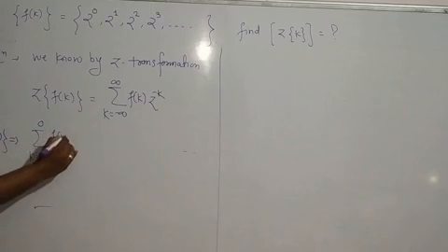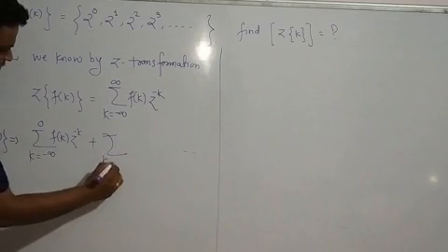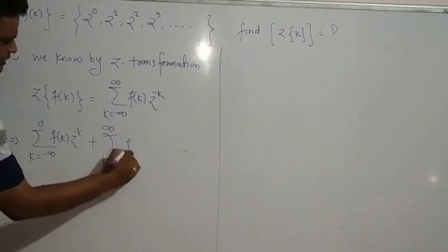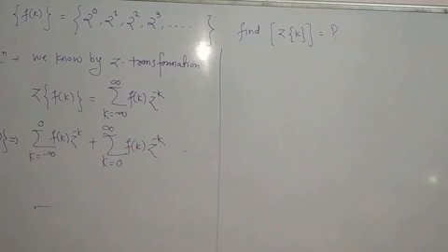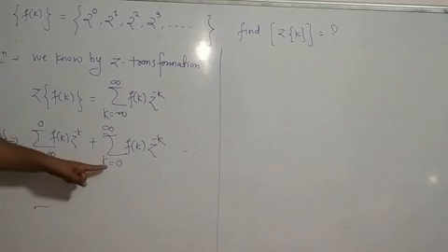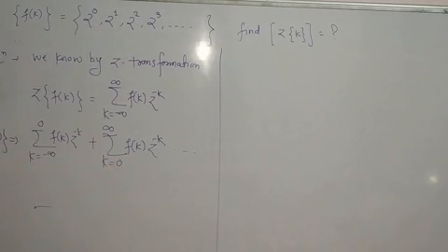F of k z raised to minus k plus summation from k equal to 0 to infinity f of k z raised to minus k. Now from minus infinity to 0 you don't have an f of k, so we can take it as 0. And from k equal to 0 to infinity you have the function of k. So this term will become 0, and you can eliminate this term.